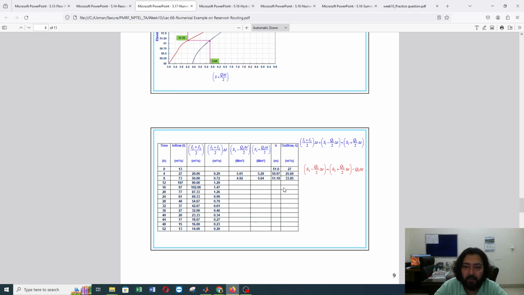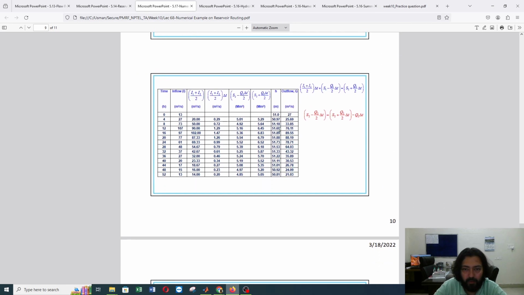Now again the same steps, by using this outflow as 33.85 and using this value 5.64, if we subtract these two terms, we'll get the value of the next term. Then again by adding 1.59, we'll get the value of S2 plus Q2, and we'll follow the same steps and we'll get the value of H and outflow. So this is how we have obtained the value of H and outflow.